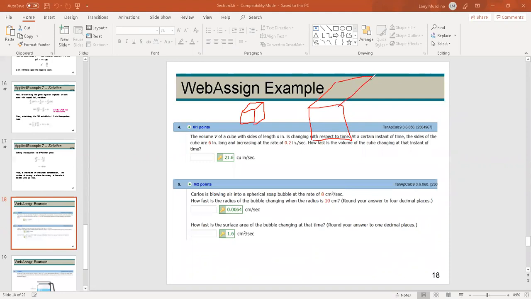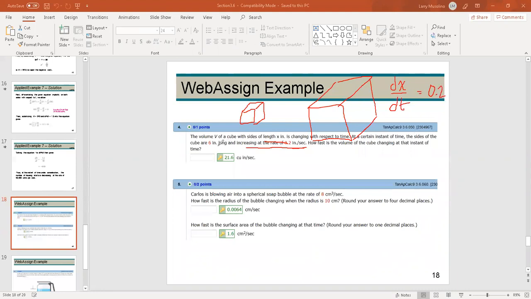So as the sides get bigger, it makes sense that the volume is getting bigger as well. All right, now it's telling me here the sides are increasing at the rate of 0.2 inches per second. Okay, and they're calling the length of the side x. Well, when I see this unit, notice the units are inches per second. So that rate of change on the side is increasing. I'm going to label that as dx dt. And they're telling us that's 0.2.